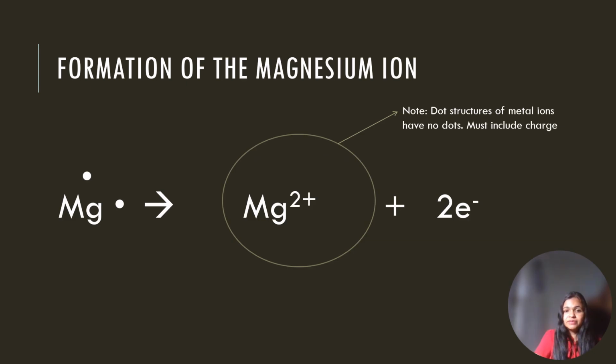All right, so magnesium is going to lose its extra 2 electrons because magnesium has 2 electrons in the outermost shell. And by losing these 2 electrons, it's going to get a stable configuration. So, which is why magnesium is going to lose 2 electrons and will become magnesium ions.